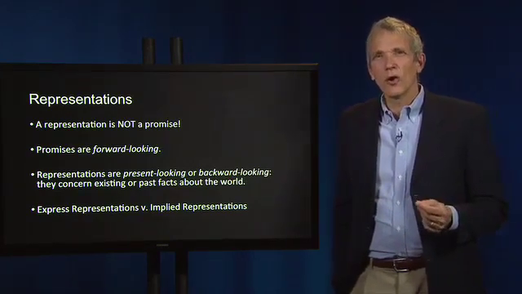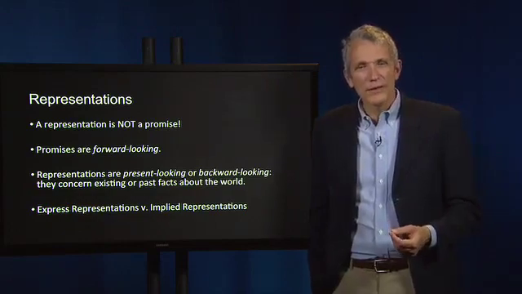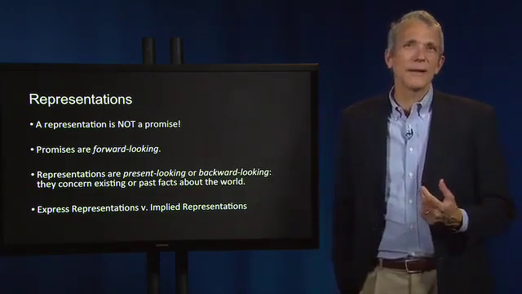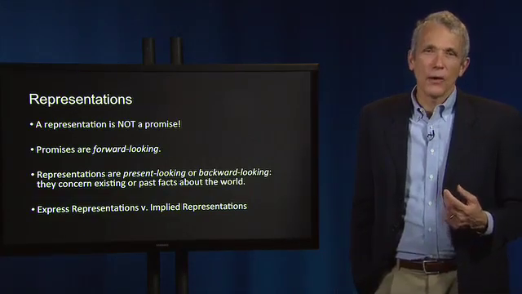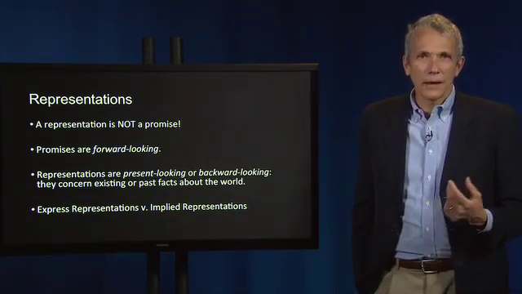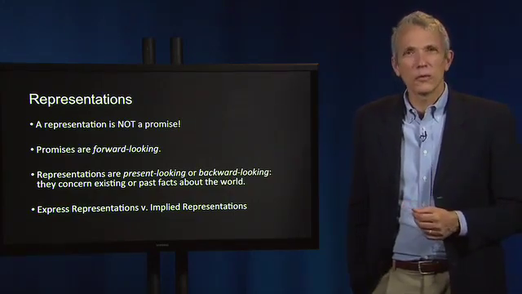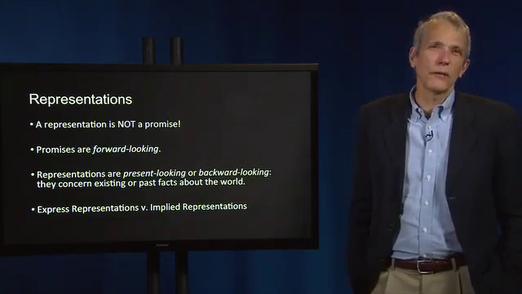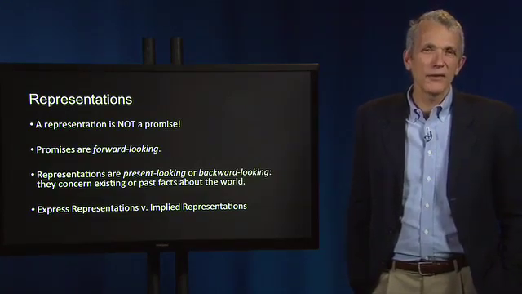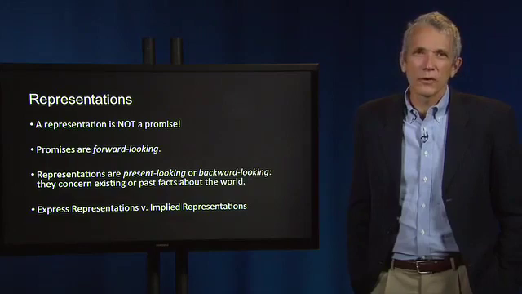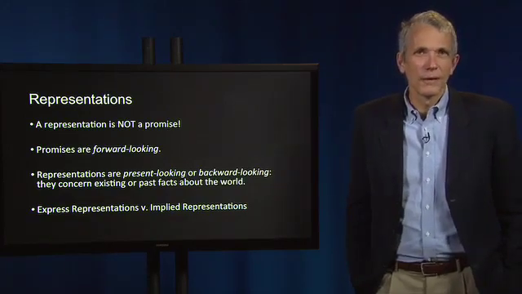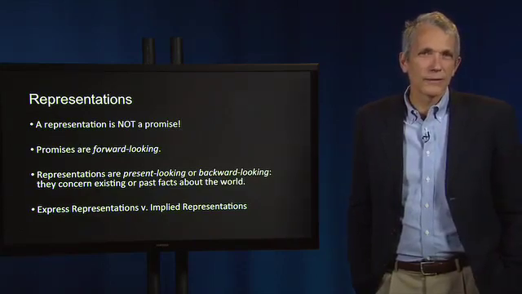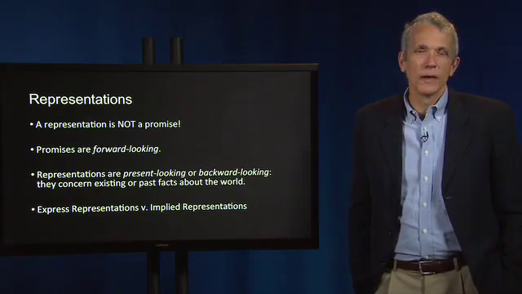But just as we saw with promises, representations can be either express or implied. Most sellers implicitly represent, for instance, that they own the things they are selling and that those things are of reasonable quality. Moreover, it's possible for explicit promises to throw off implicit representations. When I promise to deliver a car, I implicitly represent that I presently intend to perform that promise. That's how the doctrine of promissory fraud is possible.